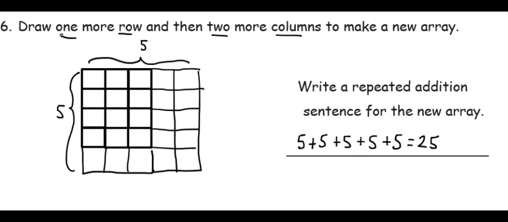And then you'll notice if I were to write a repeated addition problem showing the number of squares in each row, it would be the exact same problem. I still have 5 groups of 5. So there's really only one repeated addition problem that we would use for this array.